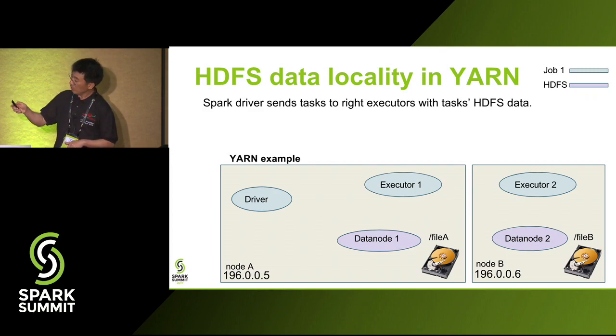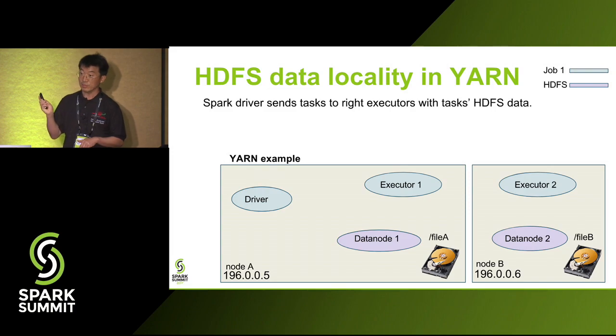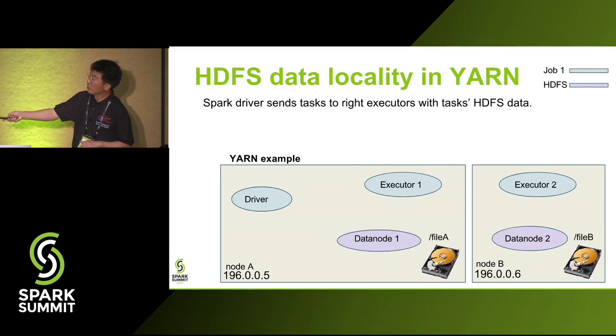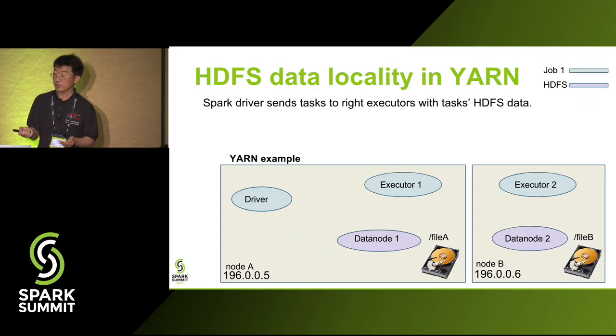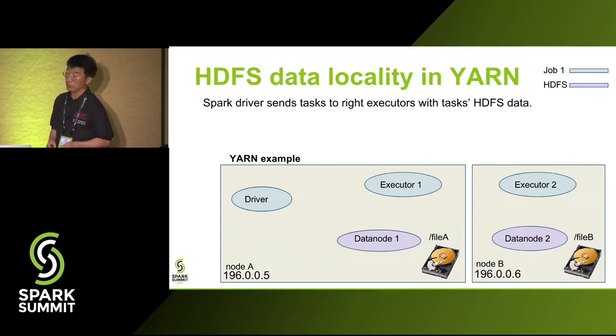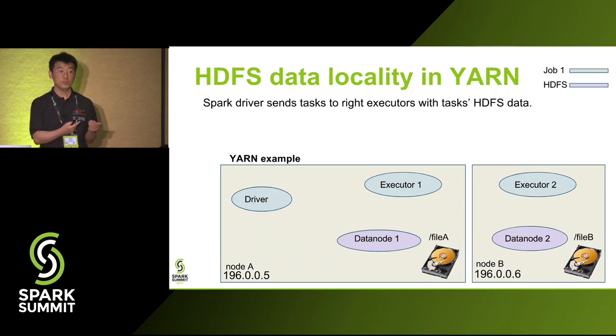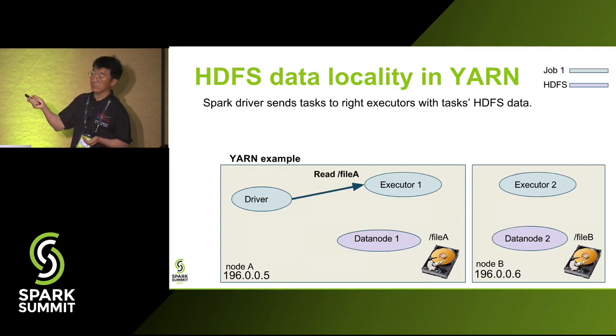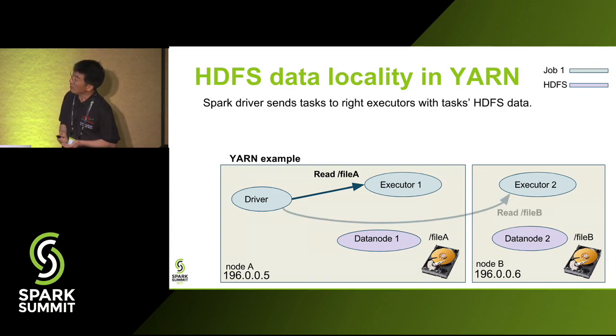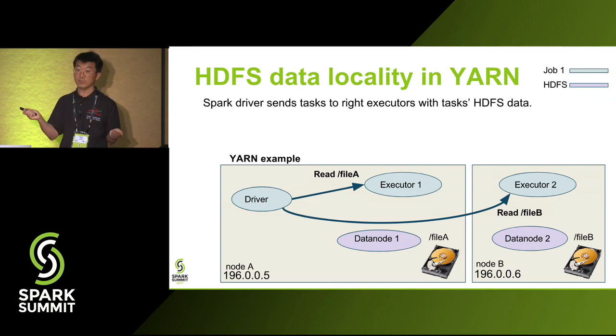This example is on Yarn, by the way, not on Kubernetes. Okay? So let's say this Spark job wants to read /file A and /file B on HDFS. As humans, we see file A is on node A and file B on node B. We also see executor 1 is running on node A and executor 2 on node B. So we want the driver to be smart enough to send the task for reading file A to executor 1 and send another task for reading file B to executor 2.